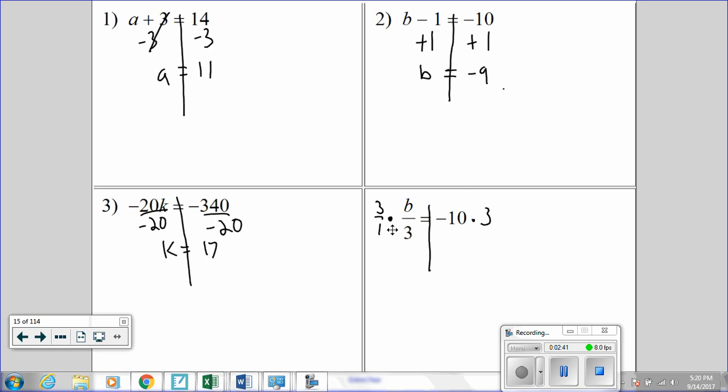And even though this is multiplication instead of division, you still end up getting that number over itself. So you have 3 times b, which is 3b, and 1 times 3, which is 3. And your 3's would cancel out, leaving you with just b on the left side. But on the right side, you have negative 10 times 3, which will get you negative 30. So b is equal to negative 30.